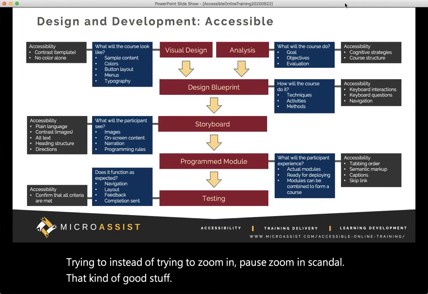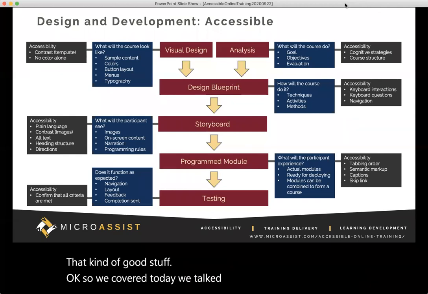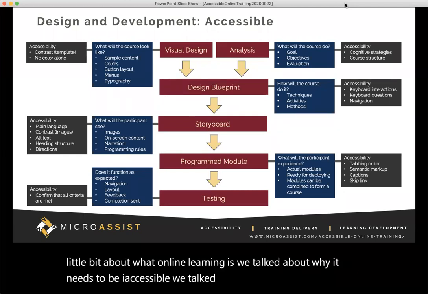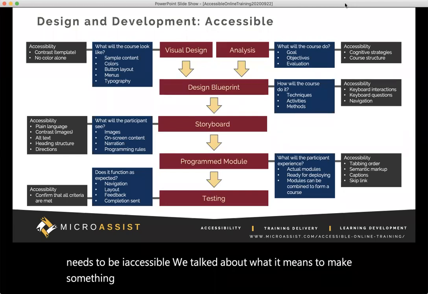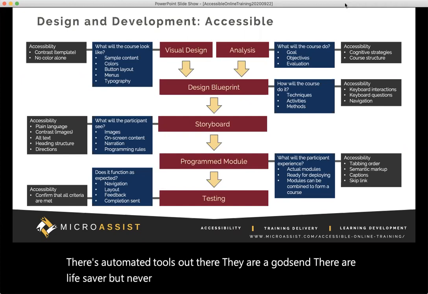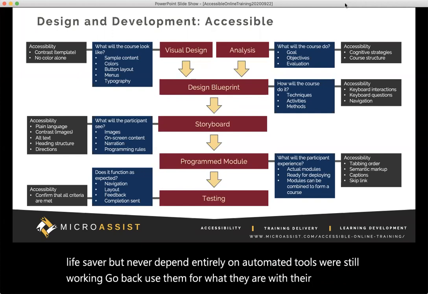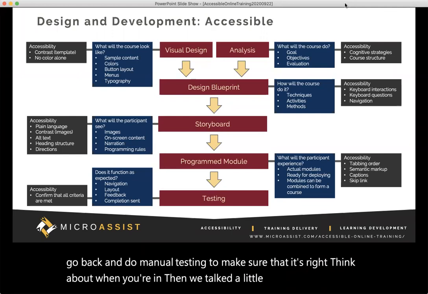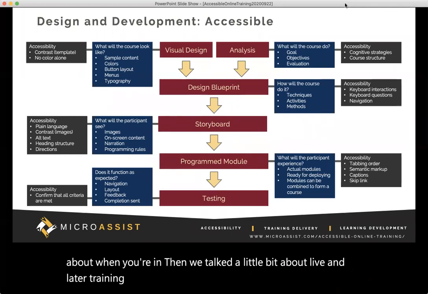Okay, so we covered today. We talked a little bit about what online learning is. We talked about why it needs to be accessible. We talked about what it means to make something accessible. There's automated tools out there. They are a godsend. They're a lifesaver. But never depend entirely on automated tools. Use them for what they're helpful for, and then go back and do manual testing to make sure that it's right. And then we talked a little bit about live and later training. Right? Think about accessibility from the beginning.